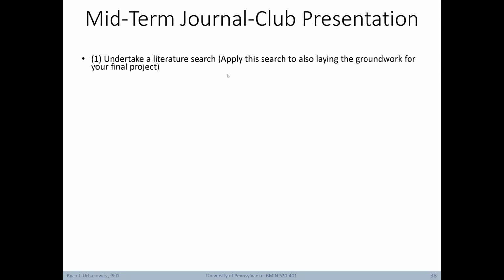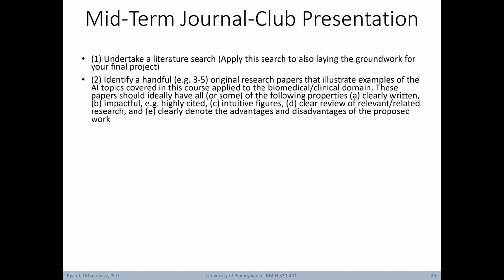Next, we have the midterm journal club presentation. So this really starts with a literature search. You can use this to kill 2 birds with 1 stone. So this can be an initial literature search to start to think of ideas for your final project. So you'll complete a literature search, identify a handful of papers, so like at least 3 original research papers that illustrate examples of AI topics covered in this course. So you can review the syllabus for inspiration, or you can just dig around with your Google Scholar or your PubMed searches, looking for papers, ideally that exist somewhere at the interface of artificial intelligence and biomedical research and application.